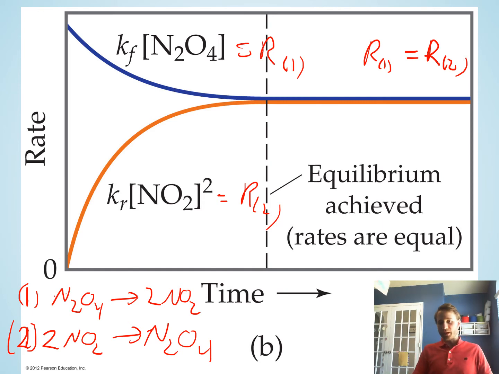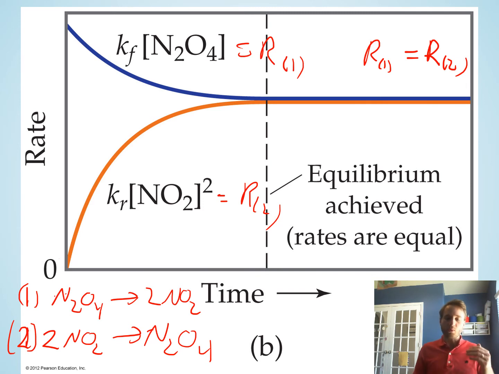Because in the forward direction, I'm forming 2 NO2s per second, but in the reverse direction, I'm consuming 2 NO2s per second. So in the end, those cancel each other out, and I'm left with a steady concentration of NO2 as this reaction keeps going.